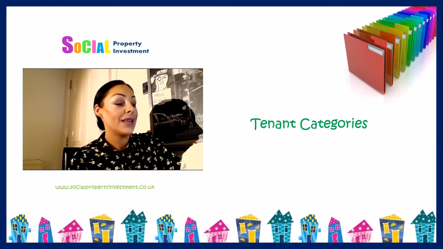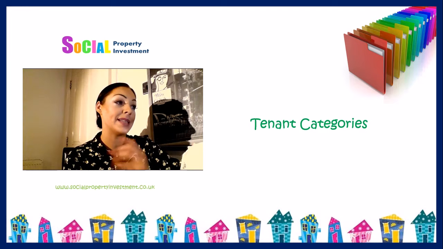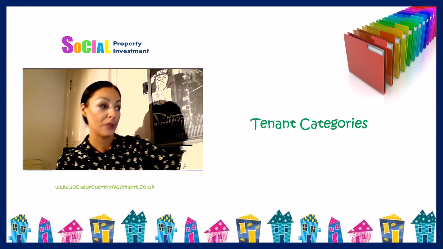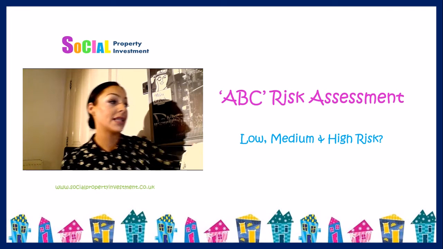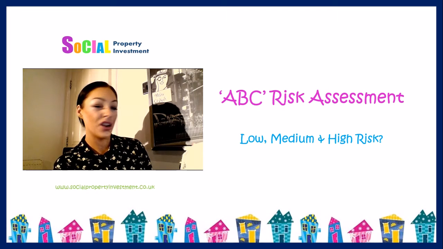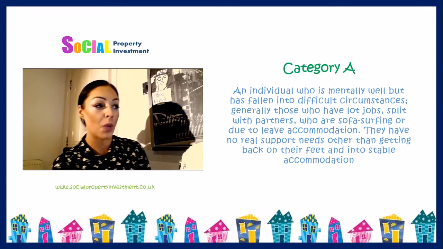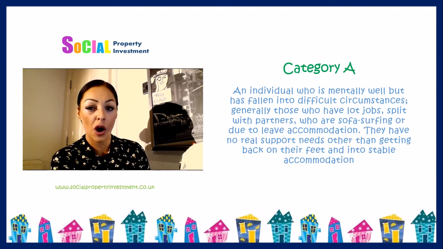So let's go through this. I have tenant categories, as I mentioned, A, B, C, and this stands for low, medium and high risk. Category A is your standard LHA tenant, really. It's an individual who's probably mentally well. They've just fallen on hard times. Maybe they lost a job or got evicted.